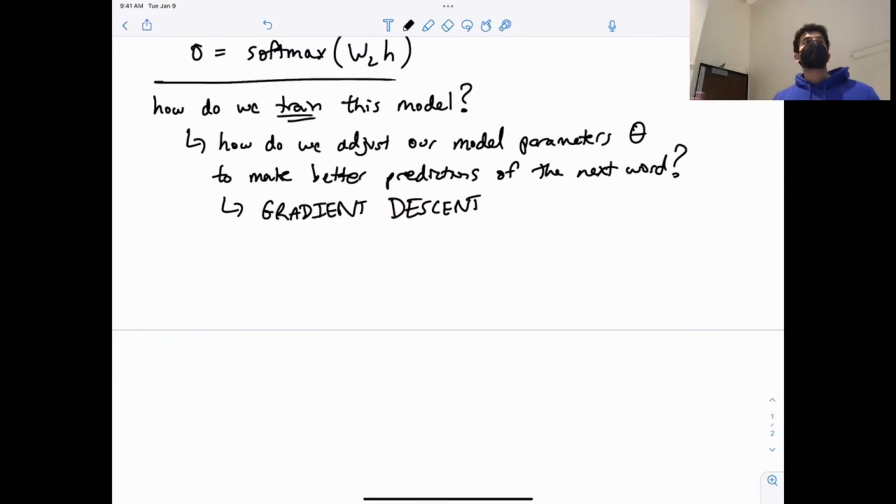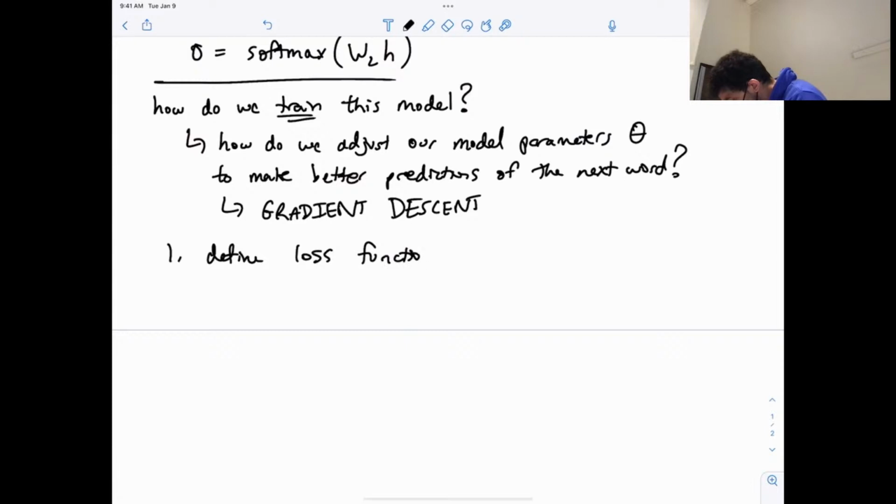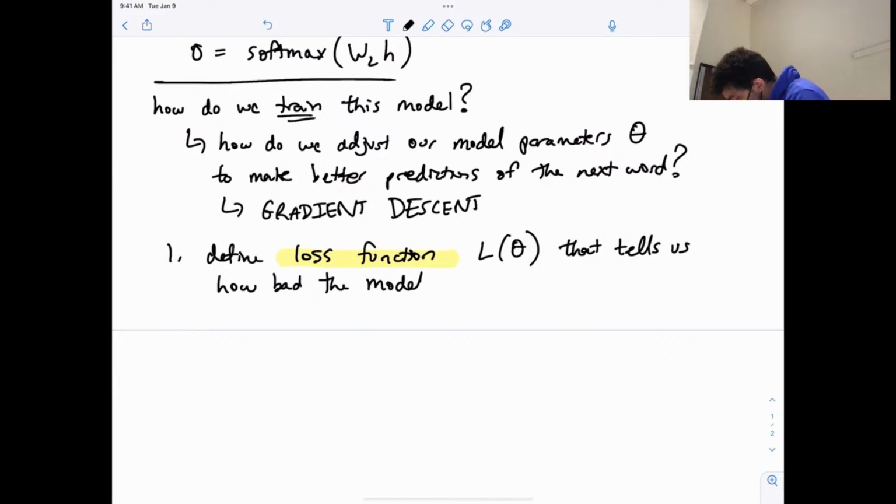So there's essentially three steps in applying this algorithm of gradient descent. The first thing you need to do before anything else is define what's called a loss function. And we're going to call this L. L is a function of theta, our model parameters. And the role of our loss function is to tell us how bad the model is currently doing at predicting the next word.